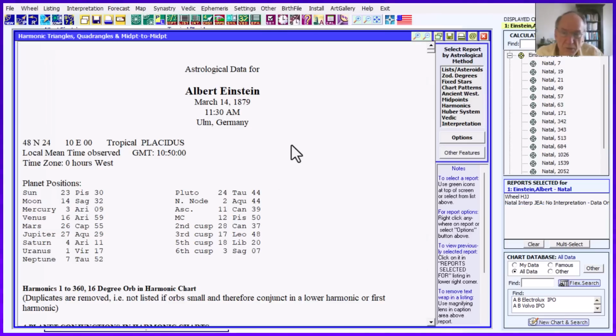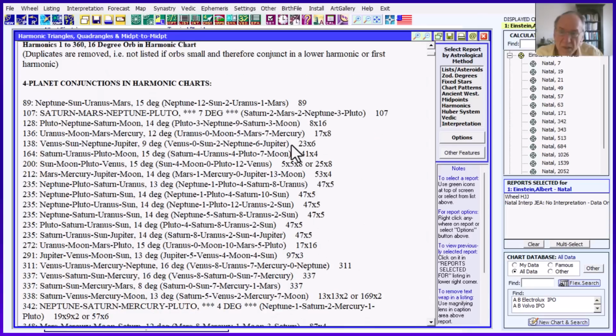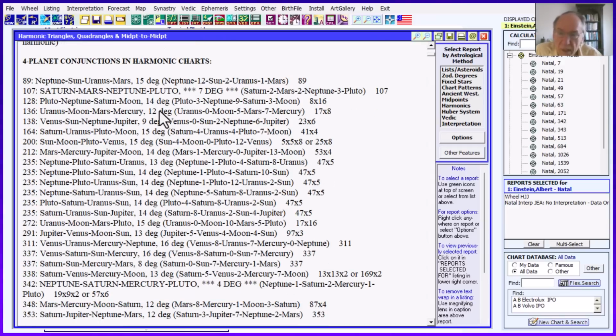So in his birth chart, this is all the 4 planet conjunctions. And the ones that are really strong, I think it's under 8-degree orb, the others go out to 16 degrees, are in capital letters, so you can find them quickly. There's a 107 vibration with these 4 planets within 7 degrees, and there's the 342, Neptune, Saturn, Mercury, Pluto.